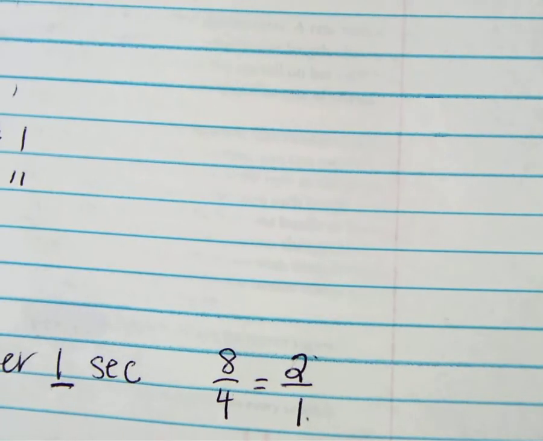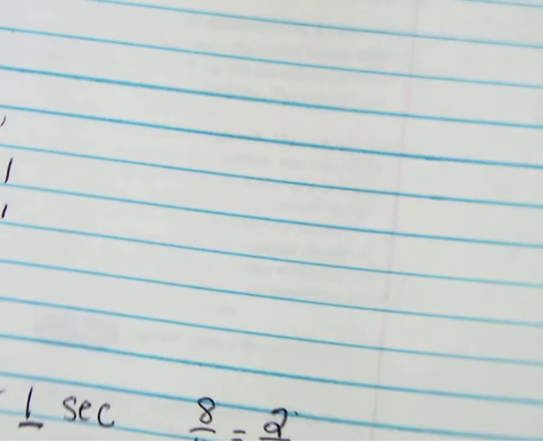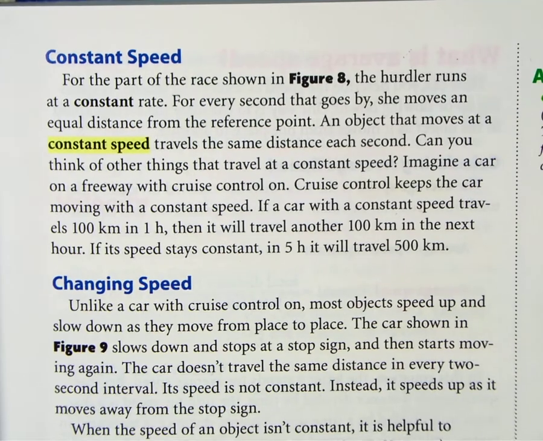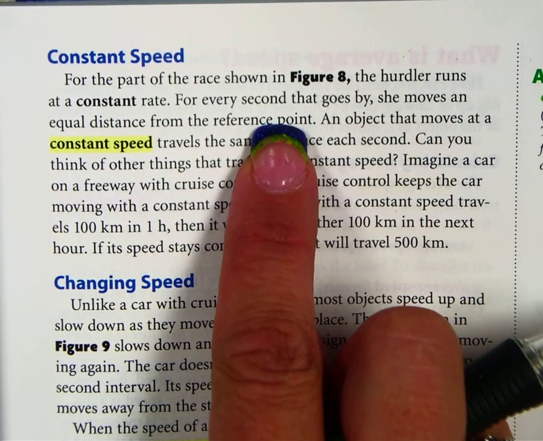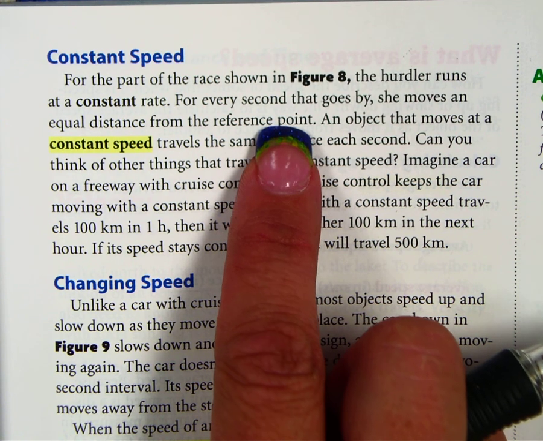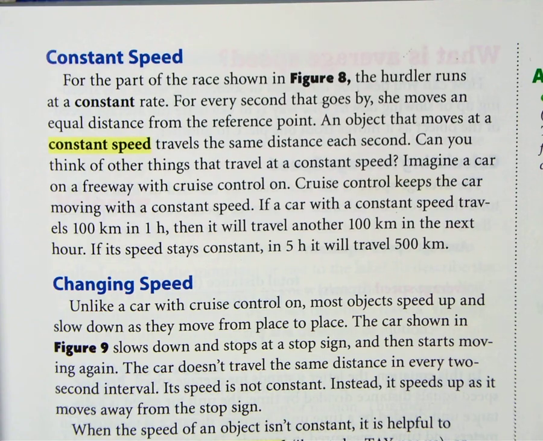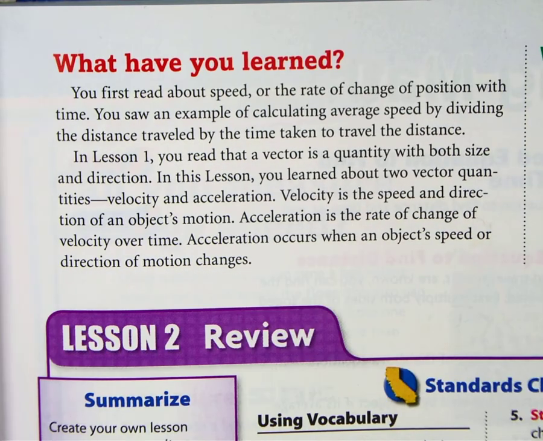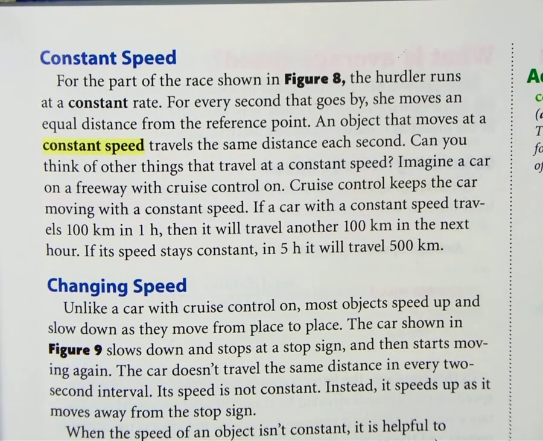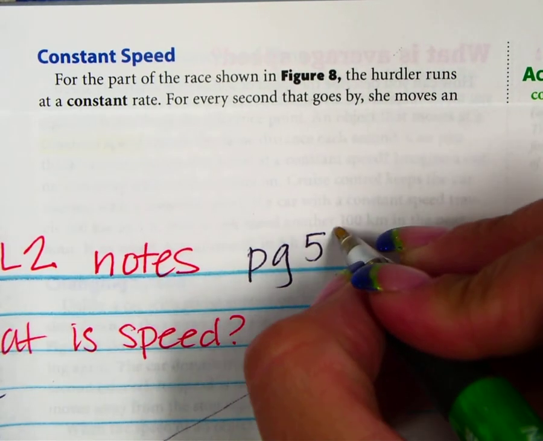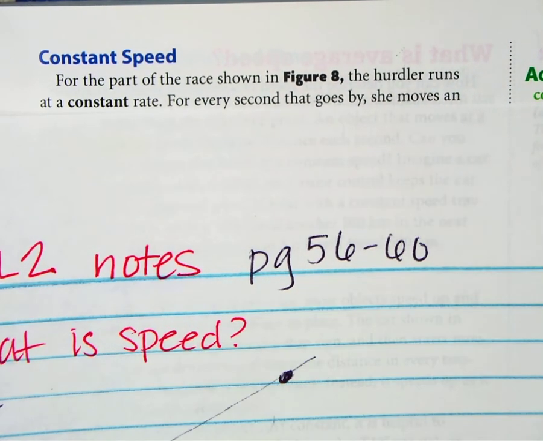Now we're going to move on to constant speed and changing speed. And what I would recommend that you do for these is that you read each sentence and you come up with 2 to 3 words from that sentence that you can put down for a bullet point. And then you read the next sentence and you put 2 or 3 words down that you can use as a bullet point and move through the lesson. You're going to do pages 56 through 60, okay? 4 pages. So pages 56 through 60.